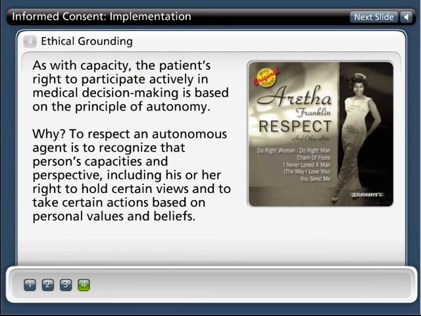Ethical grounding. The ethical grounding for informed consent should be very familiar at this point. The patient's right to participate actively in medical decision-making is based on the principle of respect for autonomy.